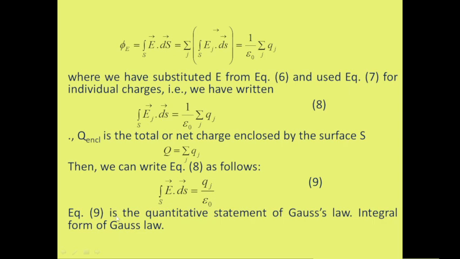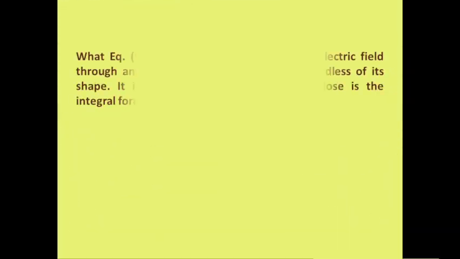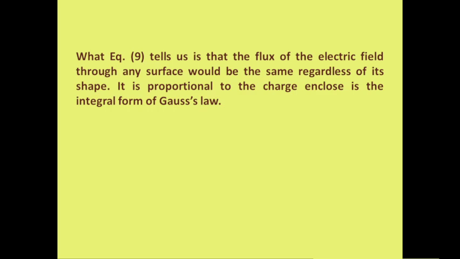Then equation 9 is the statement of Gauss law, as we have stated: the total charge enclosed within the surface is related to the flux flowing through the surface. So equation 9 is the integral form of Gauss law. Then we can arrive at the differential form of Gauss law.